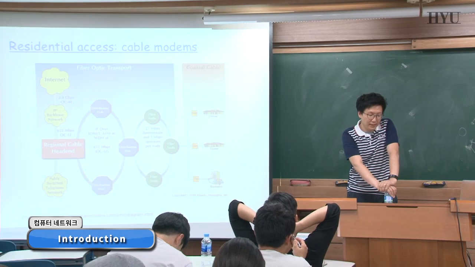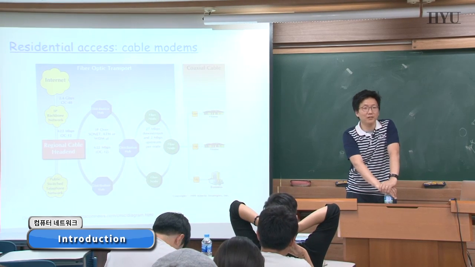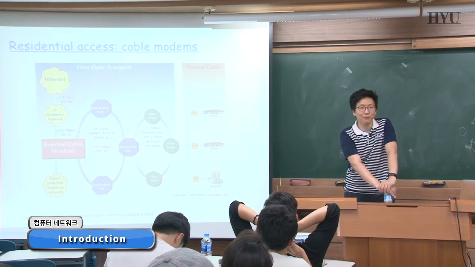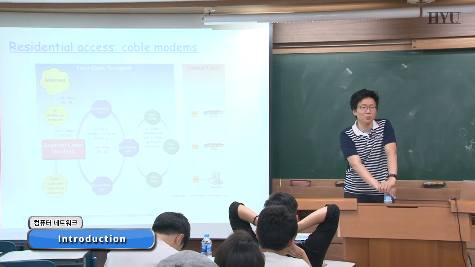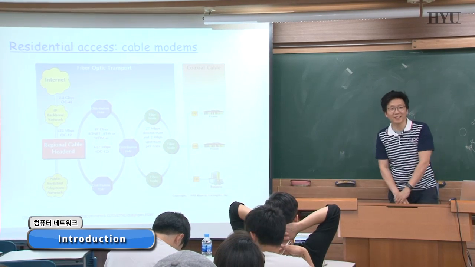However, this is no longer a technical issue. At this point, it's more about business issues. If you install a 40 gigabits per second line, can you make money out of it? I doubt that.